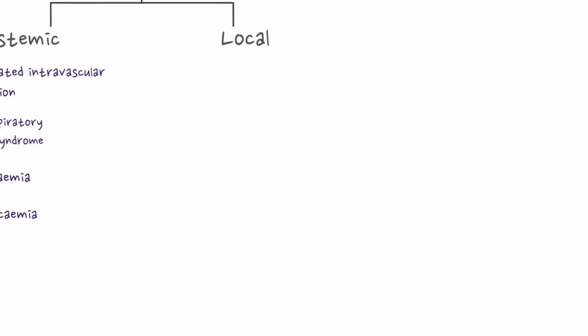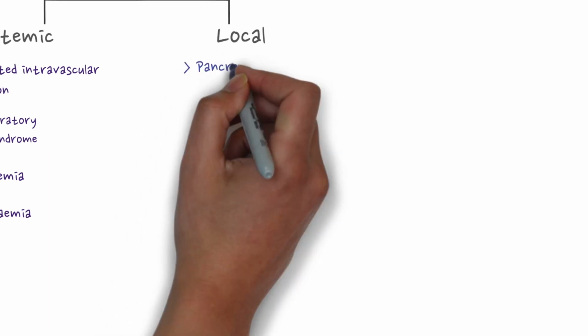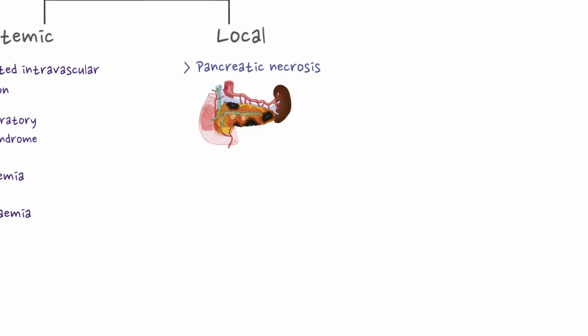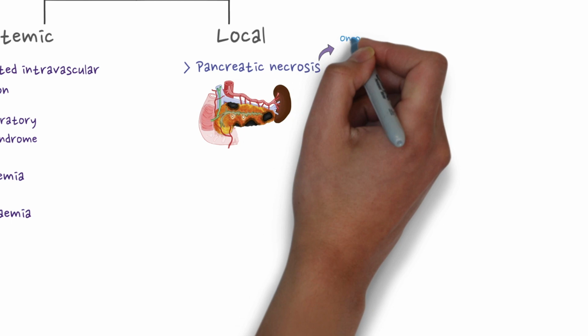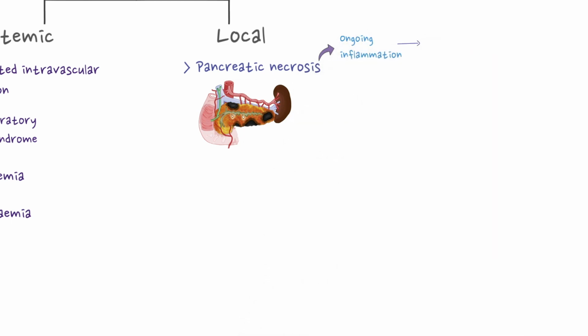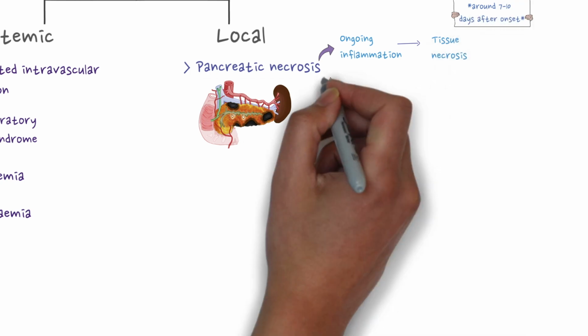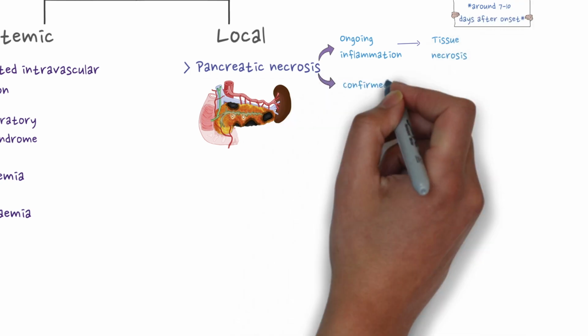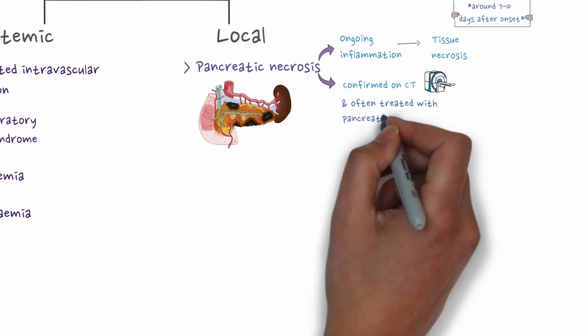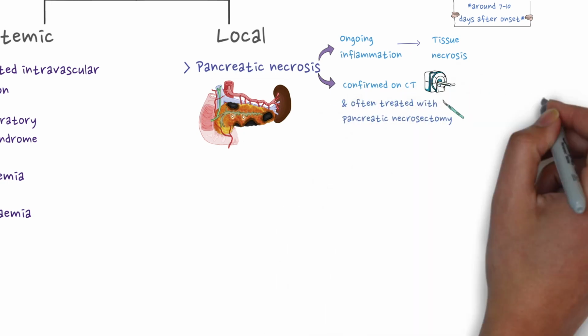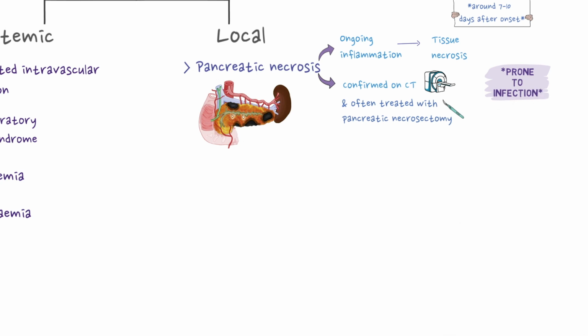Local complications include pancreatic necrosis, which can occur if there is ongoing inflammation leading to tissue necrosis. This is most typical around 7 to 10 days after initial onset of symptoms. The necrosis can be picked up on a CT scan, and it is often treated via pancreatic necrosectomy. And it is particularly prone to infection, hence antibiotics should be started when necrosis is suspected or found.